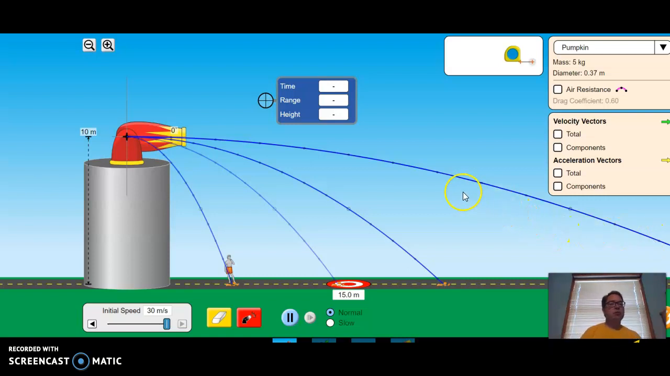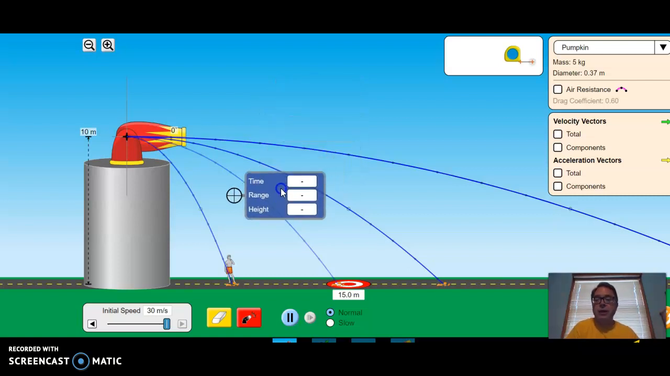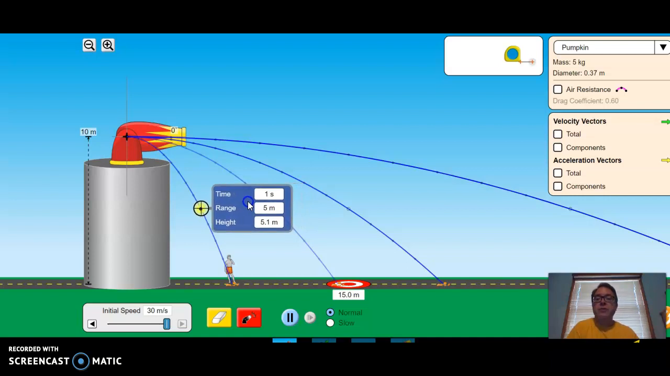Does this mean that gravity changes by your speed? Well, actually it does not. Gravity treats everything the same. You're going to hear me say that a lot. Right here, I want to show you. At this spot, this is after 1 second. 1 second after the launch, the pumpkin was at 5.1 meters off the ground. So from 1 second, it fell to 5.1 meters. That's when we had the slowest speed.